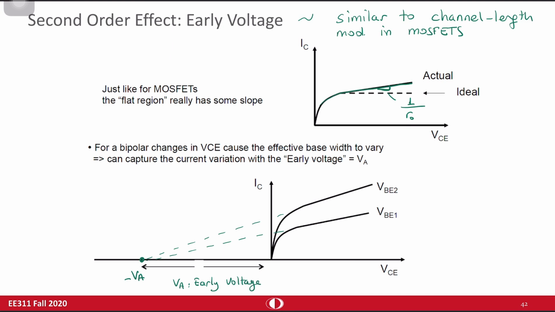And this Early voltage is in the range of, let's say, 100 to 200 volts, which means that it's a very large value compared to a typical biasing in a bipolar transistor.